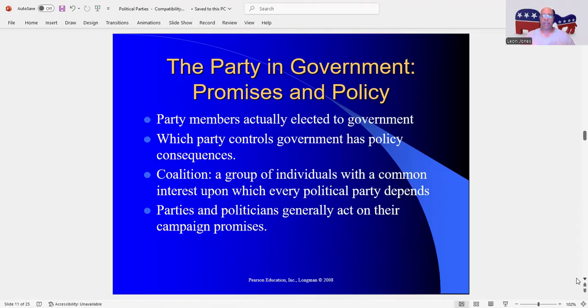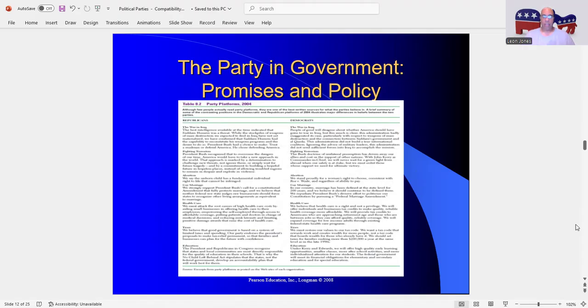Now, parties and politicians generally act on their campaign promises. Well, not necessarily true. A lot of your established individuals. Again, I'm going to use a term I made up: LED. Lies, emotion, assumptions, and deception. That's what lead stands for. I created that acronym. Lies, emotion, assumption, and deception. That's the promises you get from establishment politicians. Okay, then you have the party and government's promises and policies.